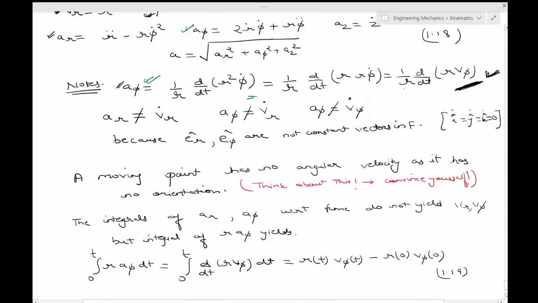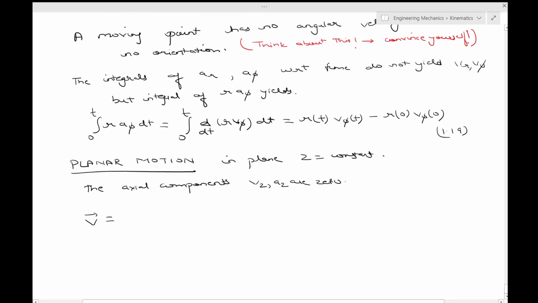So for a planar motion, we'll be able to write that the velocity is equal to r dot er hat plus r phi dot e phi hat, and then the acceleration is equal to r double dot minus r phi dot square er hat plus 2 r dot phi dot plus r phi double dot e phi hat.